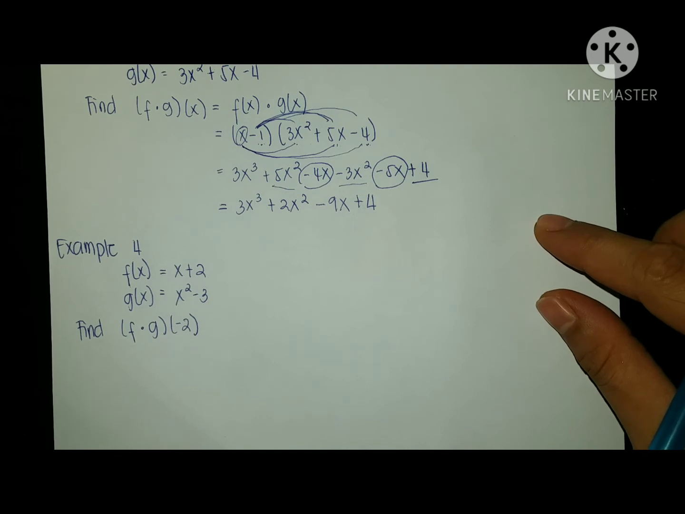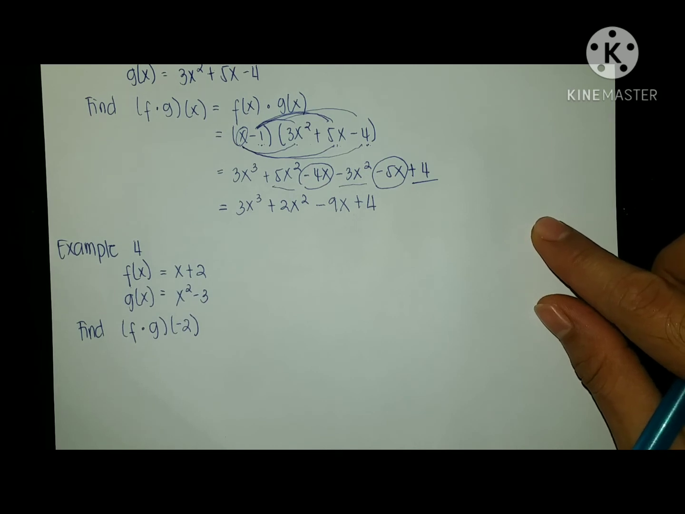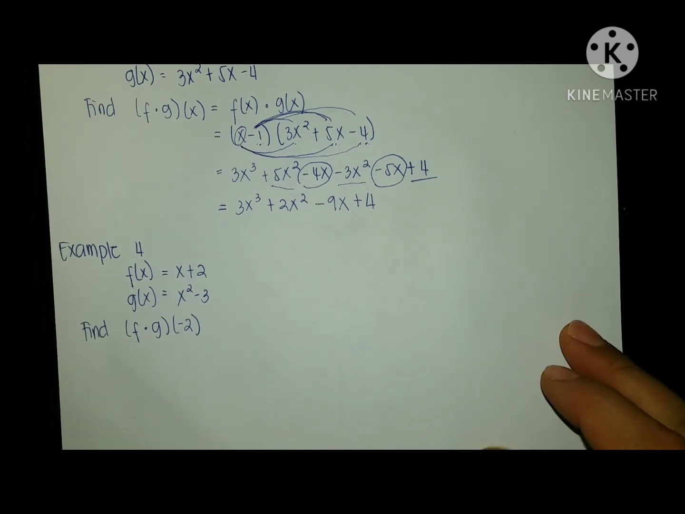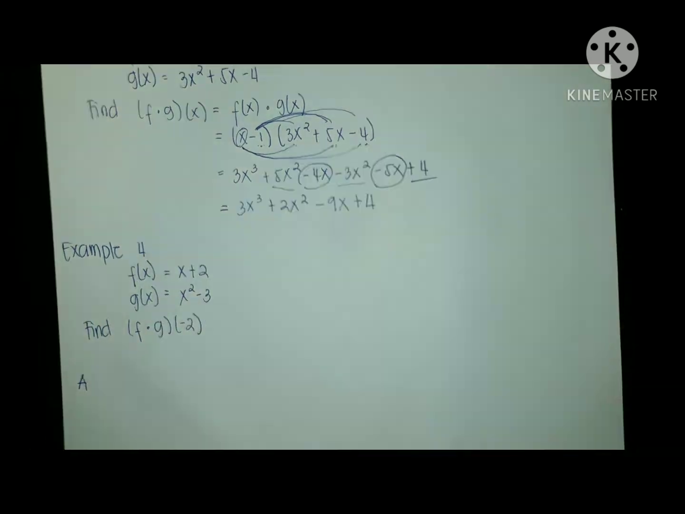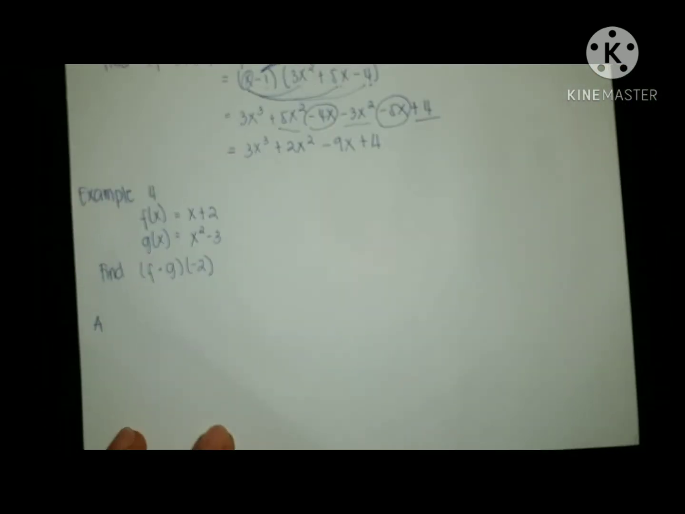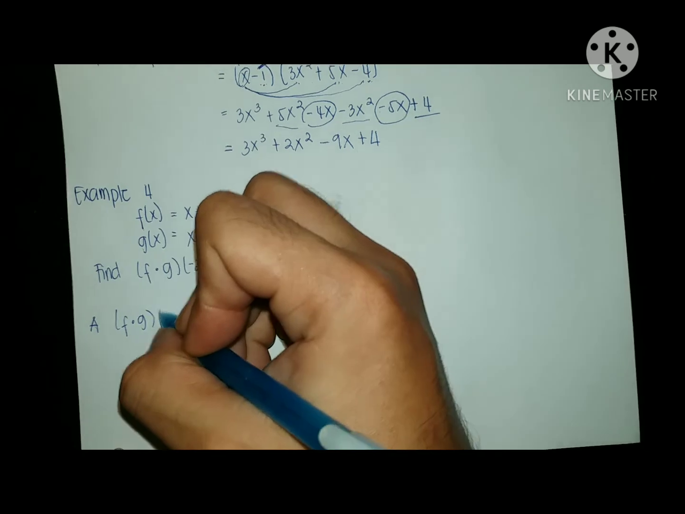And last example, given the functions f of x and g of x, where f of x is equal to x plus 2 and g of x is equal to x squared minus 3. Find for f times g of negative 2. So just like on addition and subtraction, we can solve this using the two process. So for process A, find for f times g of x first, and then evaluate it with the given value of x, which is negative 2.